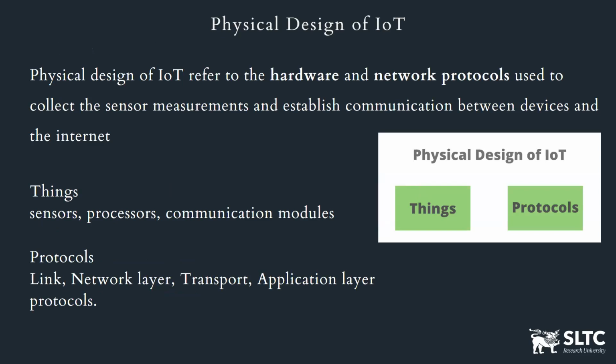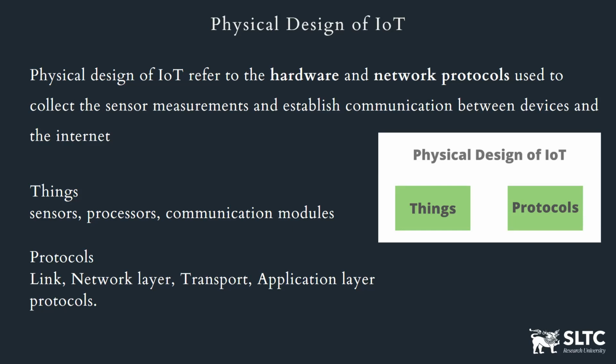So the physical design of IoT refers mainly to the hardware and network protocols that are used in IoT networks to collect information from sensors and establish communication with the internet and with other devices. Basically, the physical design of IoT means the hardware and the network protocols. And the physical design of IoT, therefore, can be divided into two main categories, and they are things and protocols.